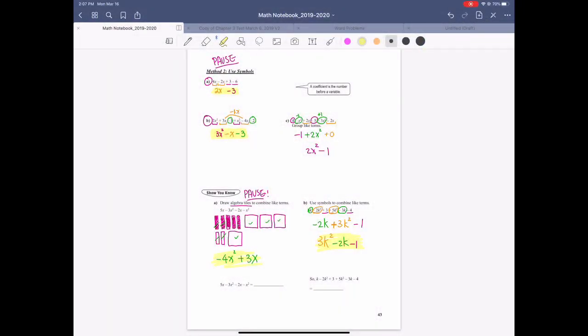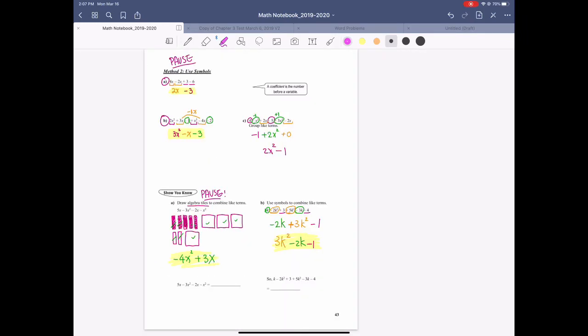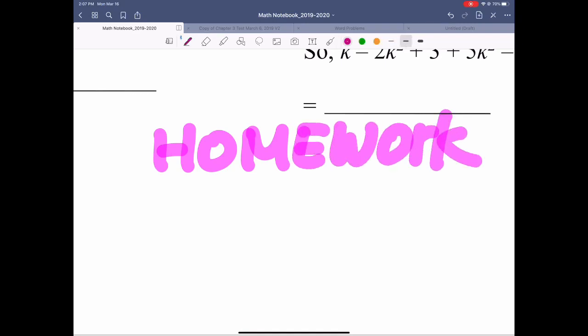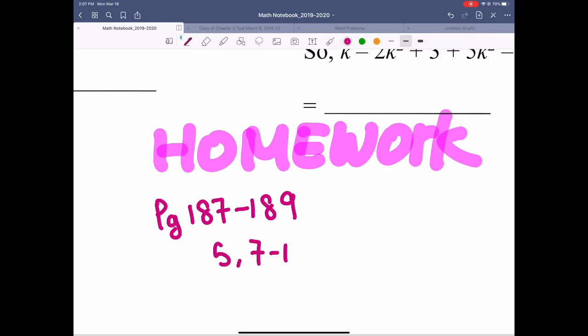Okay, guys, for homework, I forgot the homework. Oh, I hate this thick highlighter here. Alright, I'm gonna write down homework here, okay? It's textbook questions, page 187 to 189. Question 5, 7 to 13, 16, 19 to 21, 25.